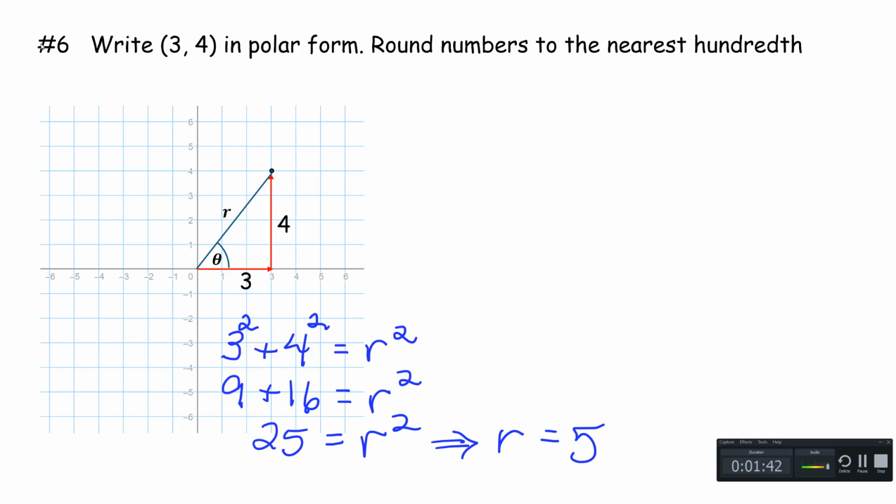This is our angle of rotation. We're going to go from 0 degrees, which starts right here. And then we're rotating counterclockwise to our radius right here. So we have to figure out what that angle is. And to do that, we're going to use tangent because we have opposite. The opposite side is 4. The adjacent side to theta is 3. And so we're going to use that tangent to find theta.